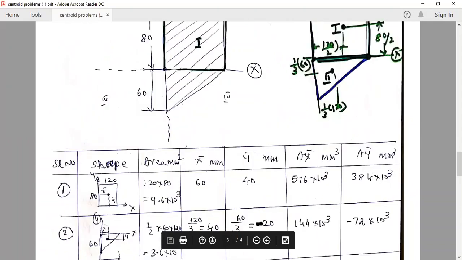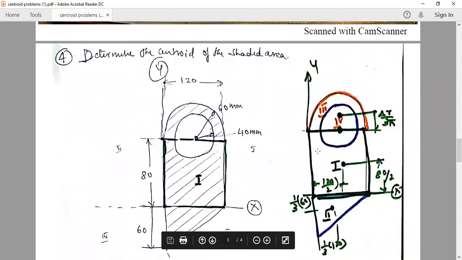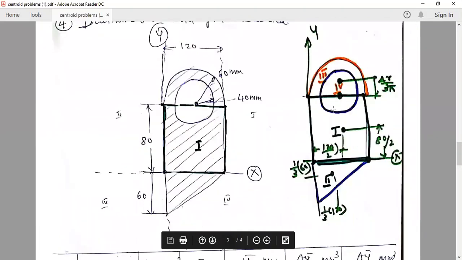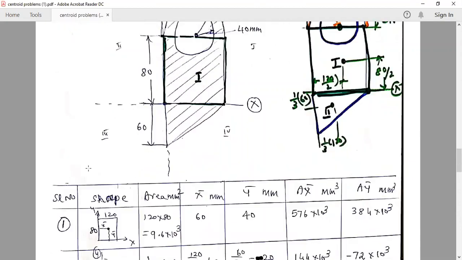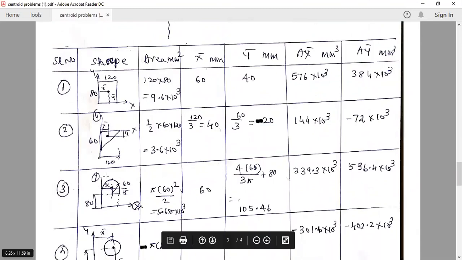Then consider the third figure. Third figure is the semicircle. X axis is here, Y axis here. This figure lies in the first quadrant, no doubt. And see where the X axis lies with respect to the semicircle. It is 80 mm below the base of the semicircle. See here, the semicircle is shown. Y axis here, X axis here. The base of the semicircle is 80 mm above this. So this is the entire semicircle.